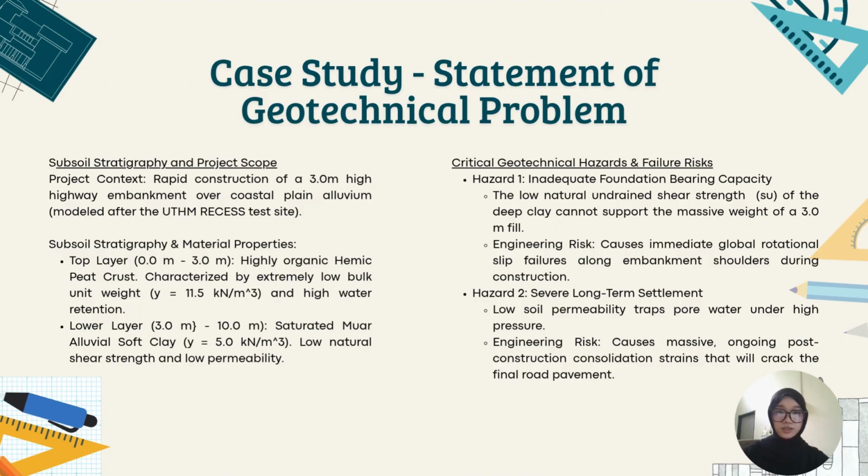The subsoil profile consists of a highly organic 3-meter peat crust underlain by a thick, fully saturated layer of soft marine clay. Without ground modification, constructing an embankment here introduces severe geotechnical hazards. First, the soil lacks adequate bearing capacity, meaning the weight of the fill will trigger immediate rotational slip failures along the embankment shoulders during construction. Second, because the clay has low permeability, water gets trapped inside, guaranteeing severe long-term consolidation settlement post-construction.